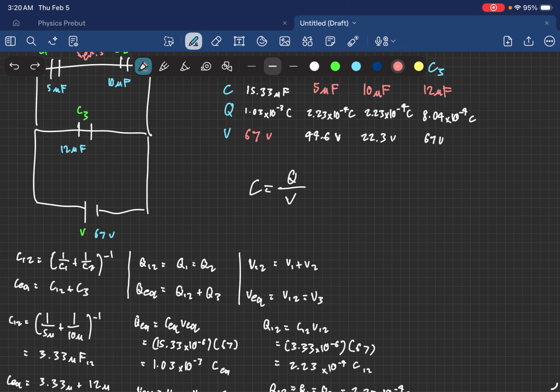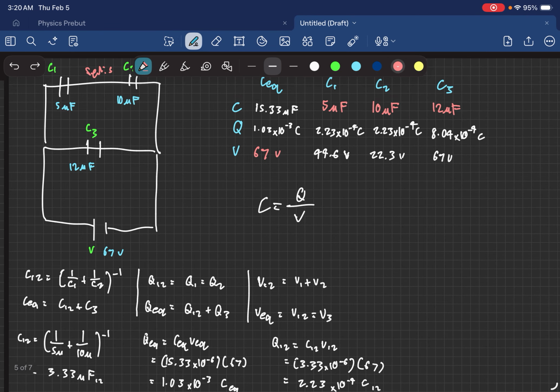Remember that for capacitors, when you add them in series, it's like this: the reciprocal of the summation of the reciprocals. So 1 over C1 plus 1 over C2, raised to negative 1.